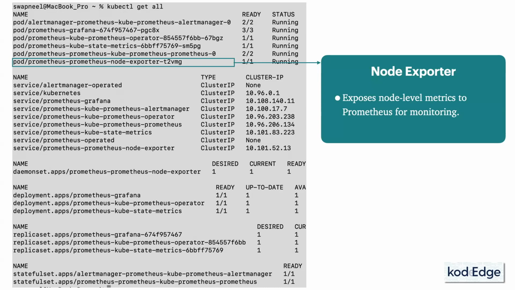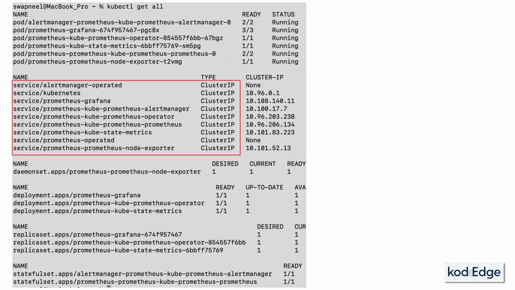What is the use of node exporter? Node exporter collects various system level metrics from a node, which include CPU usage, memory usage, disk usage, and network statistics. Then it exposes these metrics in a format that Prometheus can scrape, and these metrics are useful to track the health and performance of your nodes in the cluster. Then these are the services that get deployed into the Kubernetes cluster, which are useful to access these pods.